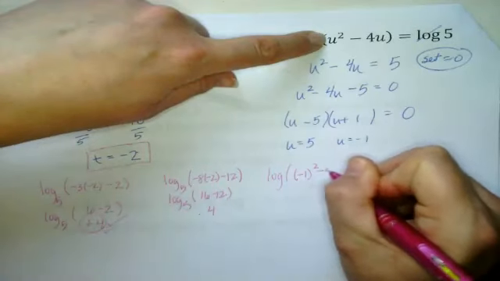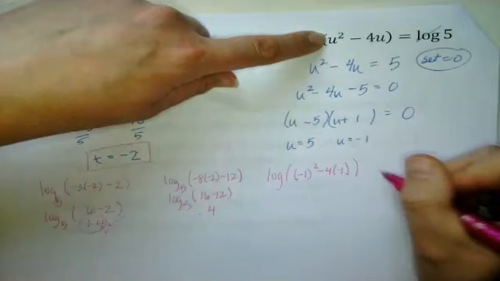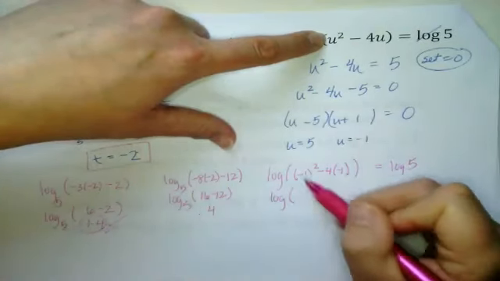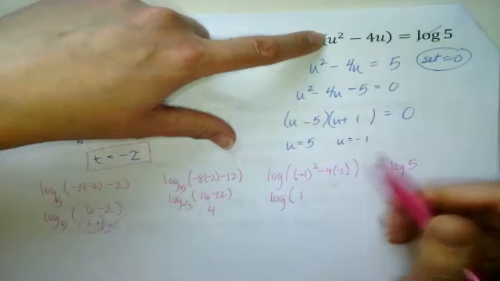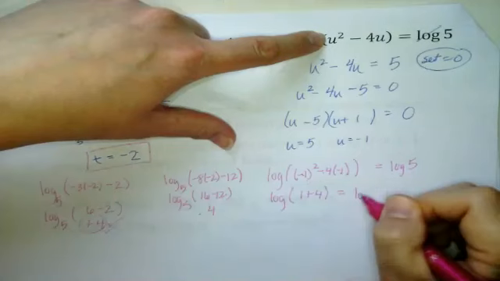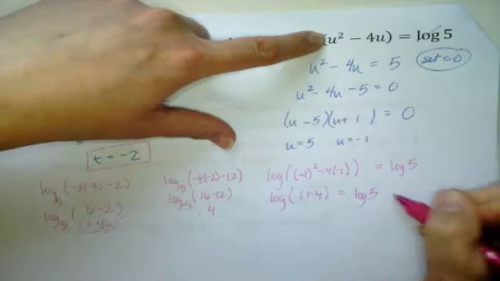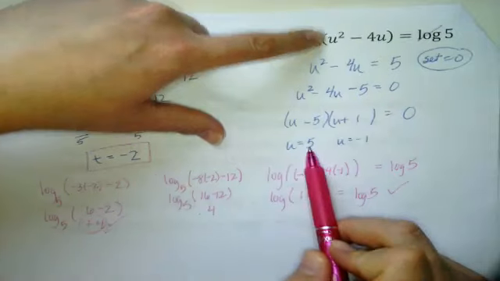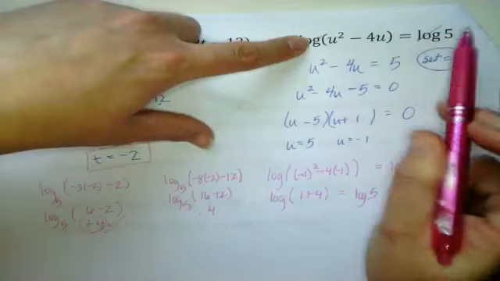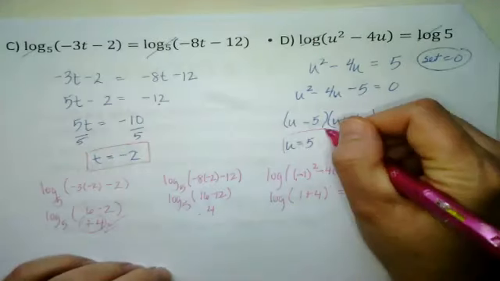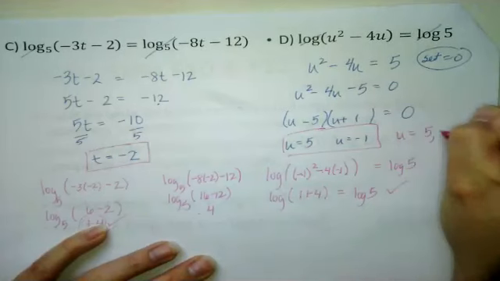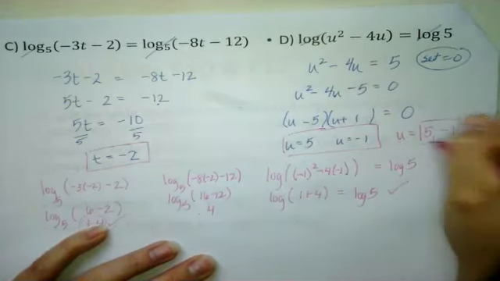Negative 1 squared minus 4 times negative 1 is supposed to equal the log of 5. Let's see, negative 1 times negative 1 is positive 1. Negative 4 times negative 1 is positive 4. And, well, definitely the log of 5 equals the log of 5. If we plug in 5, we would have 25 minus 20, which would give me 5. So log 5 equals log 5. So they both work. They're both answers that are perfect. And I think when you plug it in, 5, comma, negative 1, they tell you to separate it with a comma.